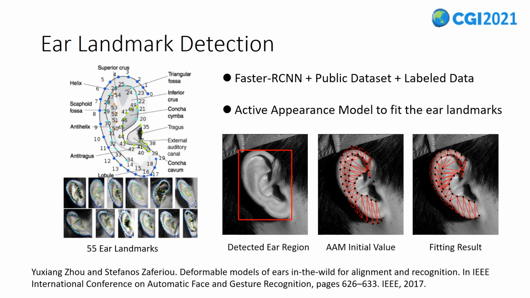We adopt Faster R-CNN, which is widely used in object detection, as our network architecture, and pre-train it on the COCO dataset. We then fine-tune the detection network on ear datasets and some ear images labeled by ourselves. We finally apply the patch-based active appearance model to localize the 55 ear landmarks.